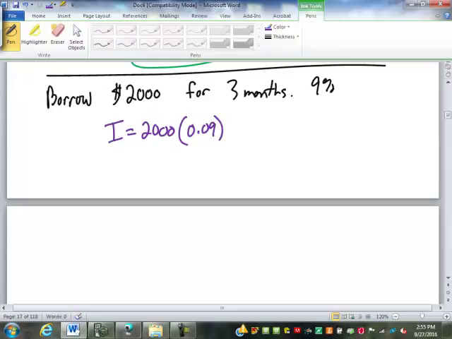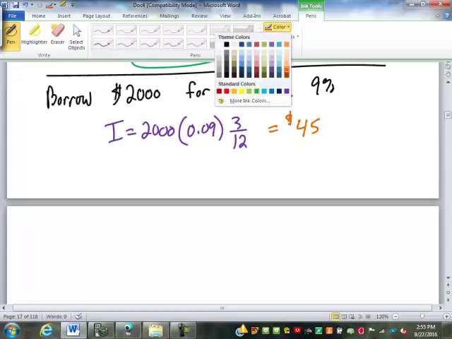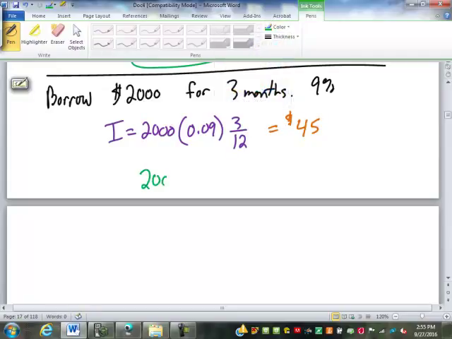Now we said the time is always in years. Here we have 3 months. 3/12, or 0.25 as a decimal. I'm just putting it as 3/12 so you can see that it's 3 out of 12 months. So now you're going to multiply that out. What do you get? 45 bucks is your interest. So that means at the end, you're going to pay back your original $2,000 plus 45, which is $2,045.